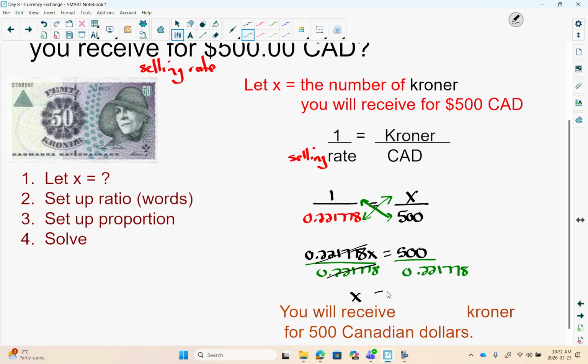X. And 500 divided by 0.221778, I get 2,254. And are you okay if I round it to the nearest hundredth? 0.51 kroner. And that's what it should say under here. You will receive 2,254.51 kroner for 500 Canadian dollars.